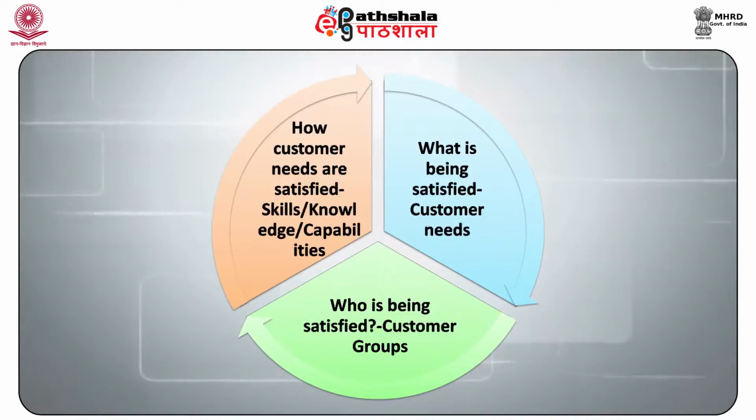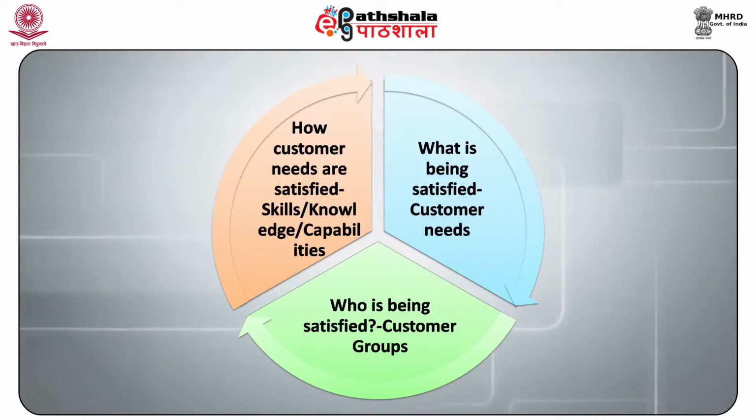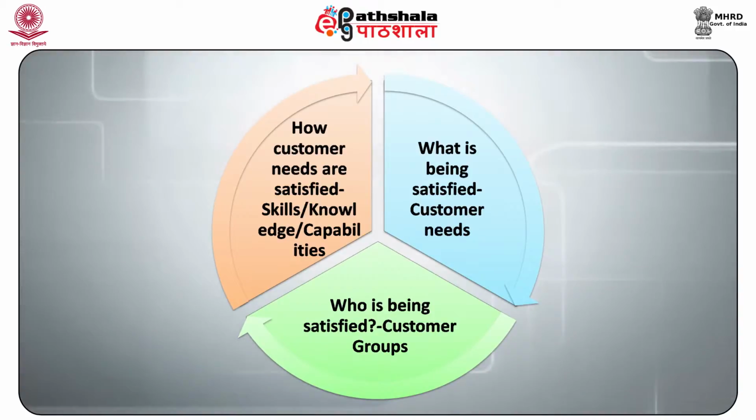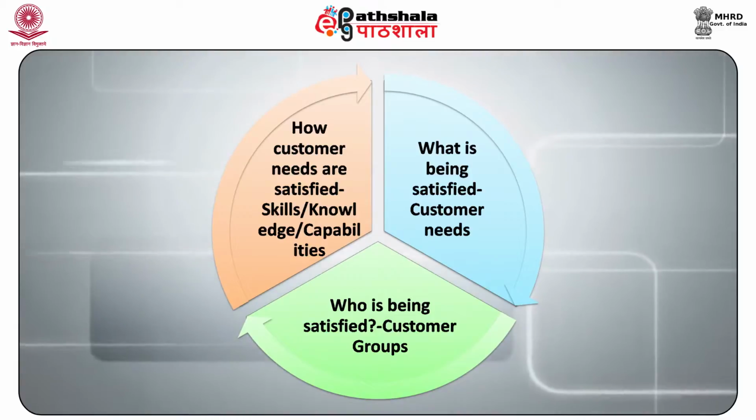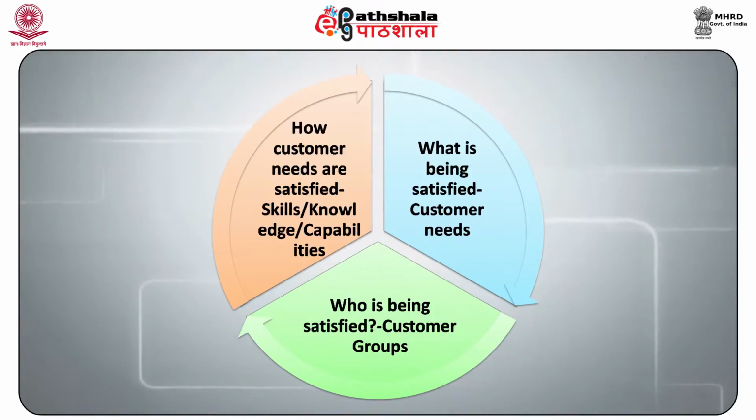Formulating the mission of an organization involves defining the organization's business. Mission draws its baseline from the business definition and the three dimensions that it explains, which were given by Abell's model. First, what is being satisfied? Customer needs. Who is being satisfied? Customer groups. How are customer needs satisfied? Skill, knowledge, capabilities. What will it be or what should it be?